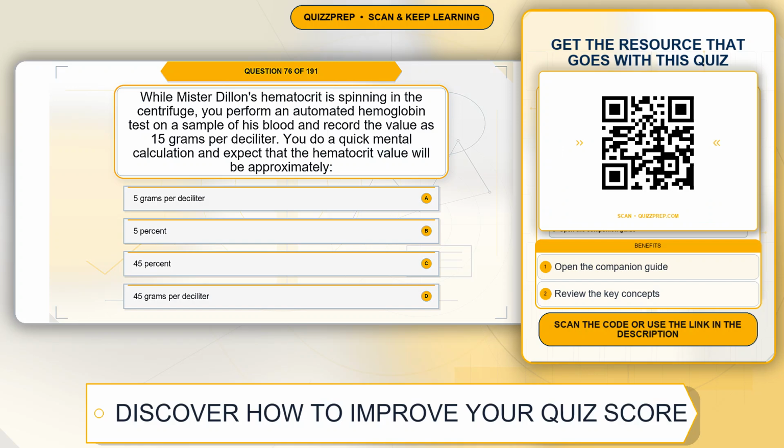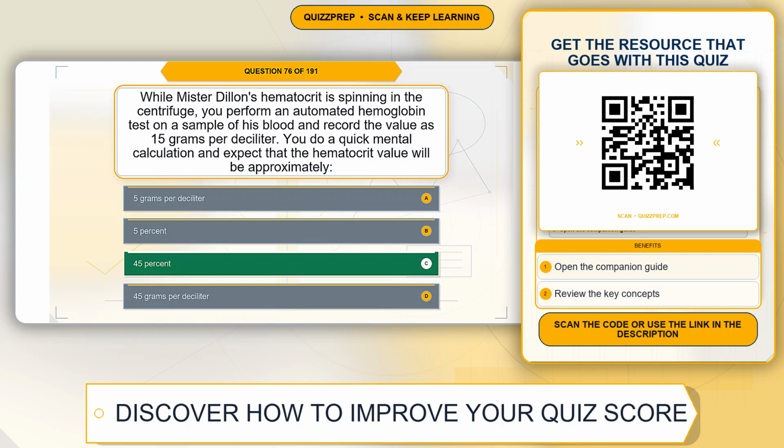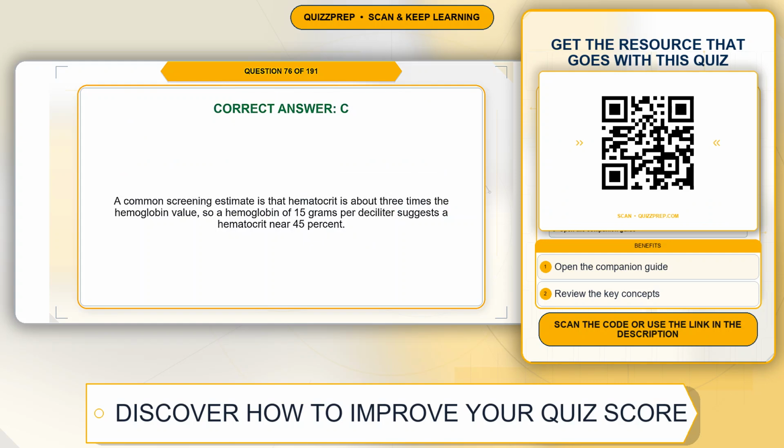Question 76. While Mr. Dillon's hematocrit is spinning in the centrifuge, you perform an automated hemoglobin test on a sample of his blood and record the value as 15 grams per deciliter. You do a quick mental calculation and expect that the hematocrit value will be approximately: Option A, 5 grams per deciliter. Option B, 5%. Option C, 45%. Option D, 45 grams per deciliter. The correct answer is option C, 45%. Explanation. A common screening estimate is that hematocrit is about 3 times the hemoglobin value, so a hemoglobin of 15 grams per deciliter suggests a hematocrit near 45%.